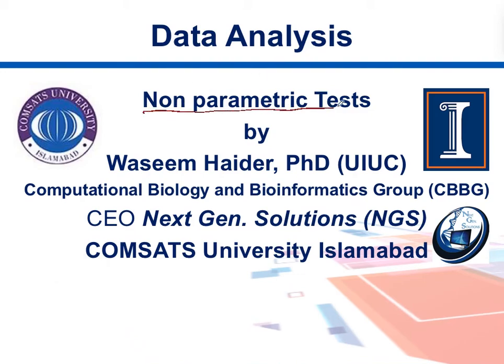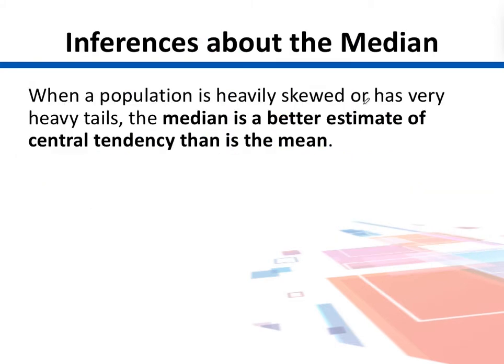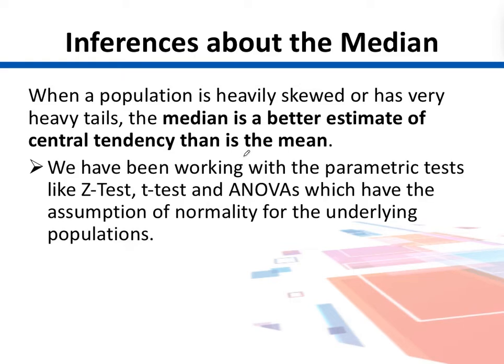Non-parametric tests. When a population is heavily skewed or has heavy tails, the median is a better estimate of central tendency than the mean. So far we've been using the mean in our equations. Our hypothesis was about the means. So these kinds of tests were the parametric tests, and now we are looking for what we call the non-parametric test, where the median can be used to estimate the central tendency.